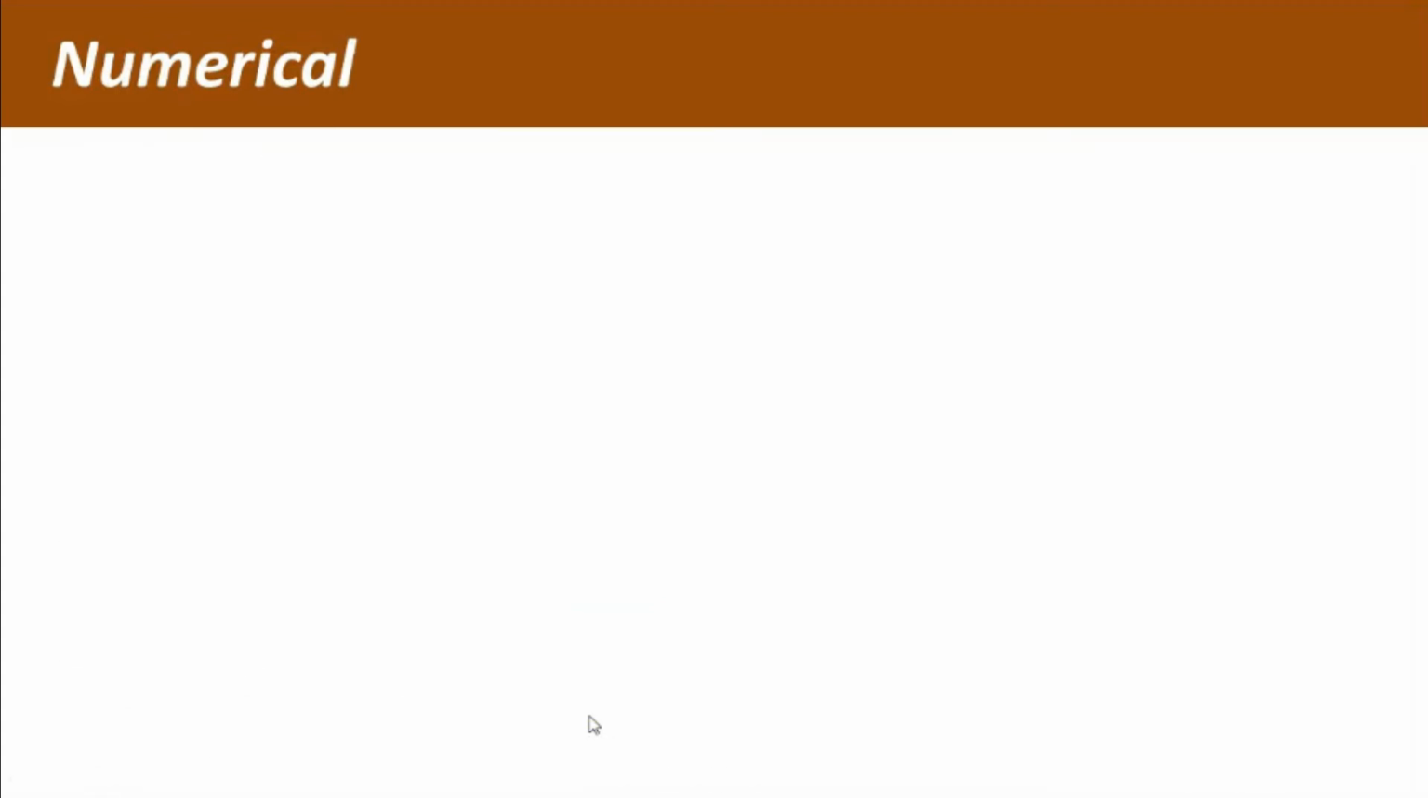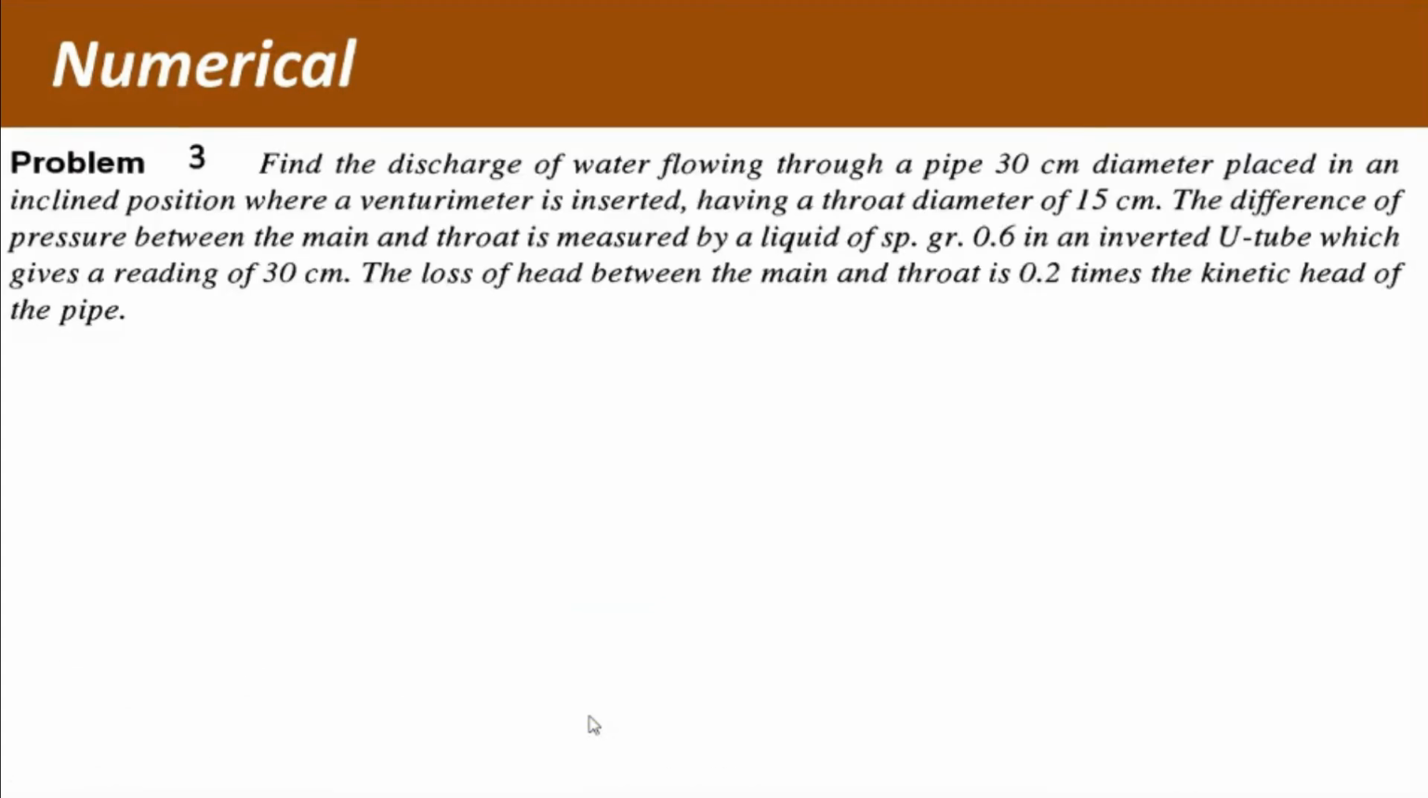जस्ट आपको फॉर्मूला पुट करना है. ओके, we will see one more problem. Then from next lecture we will try to start orifice meter. Okay, so find the discharge of water flowing through a pipe 30 centimeter diameter placed in an inclined position where a Venturi meter is inserted. Okay, so this will be the problem of inclined Venturi meter.